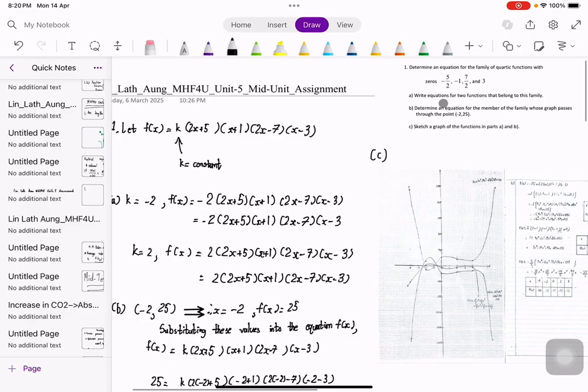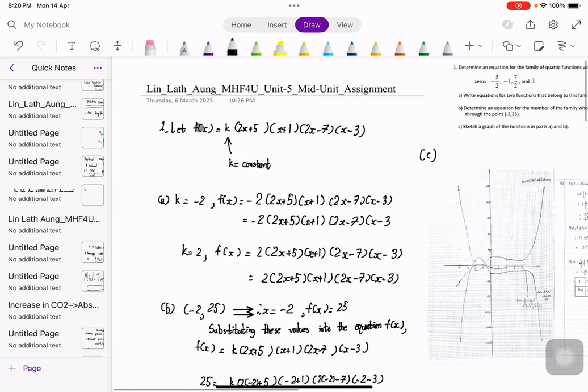For the first question, write equations for two functions that belong to this family. First of all, I set this equal to f of x, and you have to rearrange it into this. So basically what I'm going to do is like this. Imagine x is equal to minus 5 by 2. When we form factors, the factor would have to be 2x plus 5. That's exactly what we get.